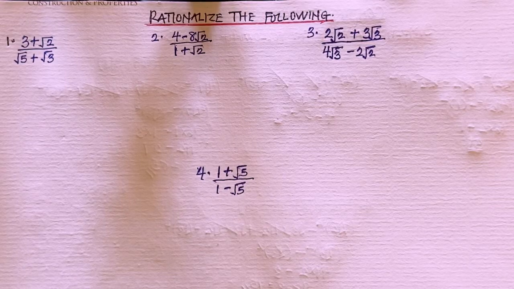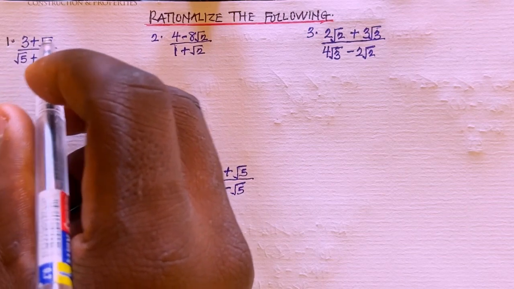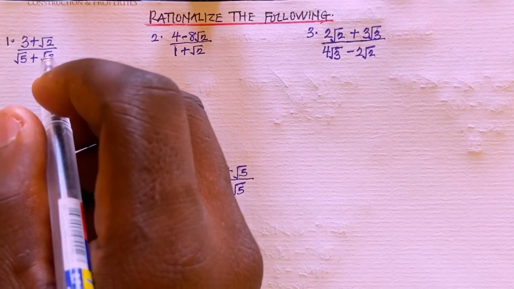Hi friends, in this video I'm going to show you how to rationalize the following expression. Suppose we are given different questions and we are asked to rationalize them. Each one of them is different from the others because their signs are different. Looking at the first one, I have (3 plus root 2) divided by (root 5 plus root 3).